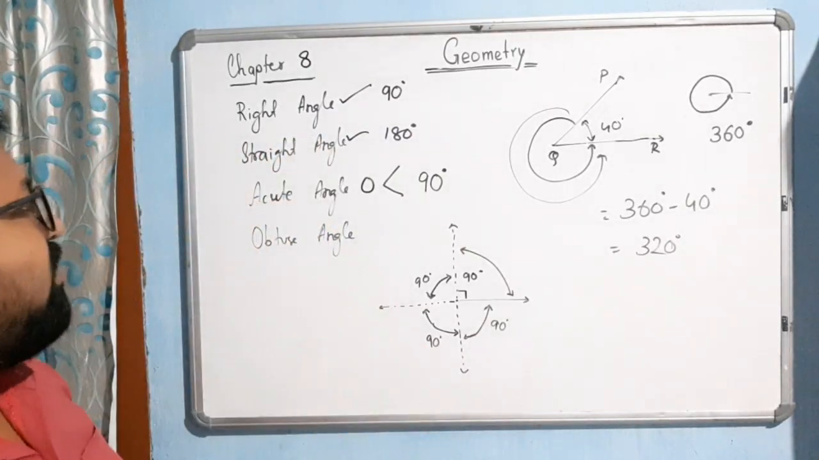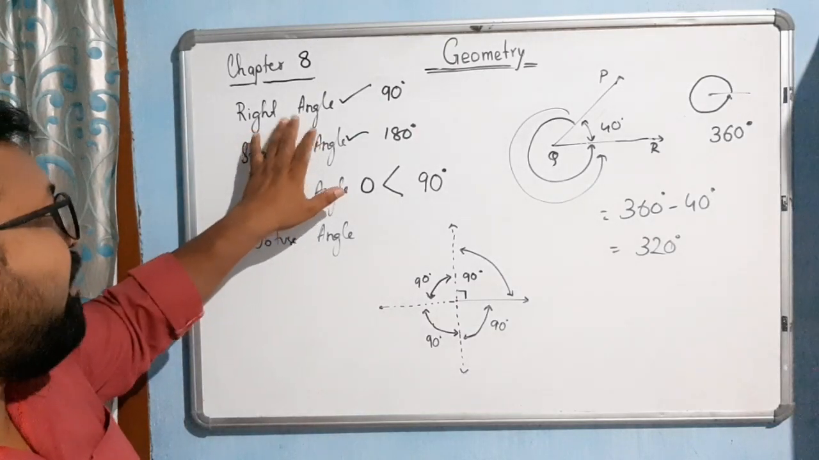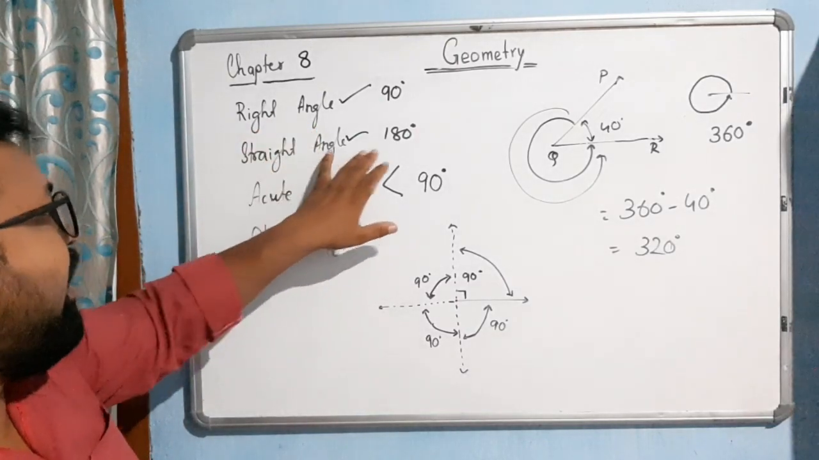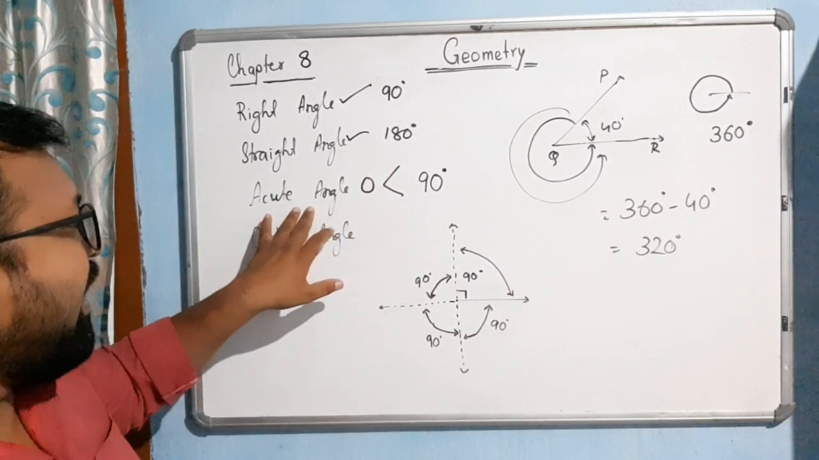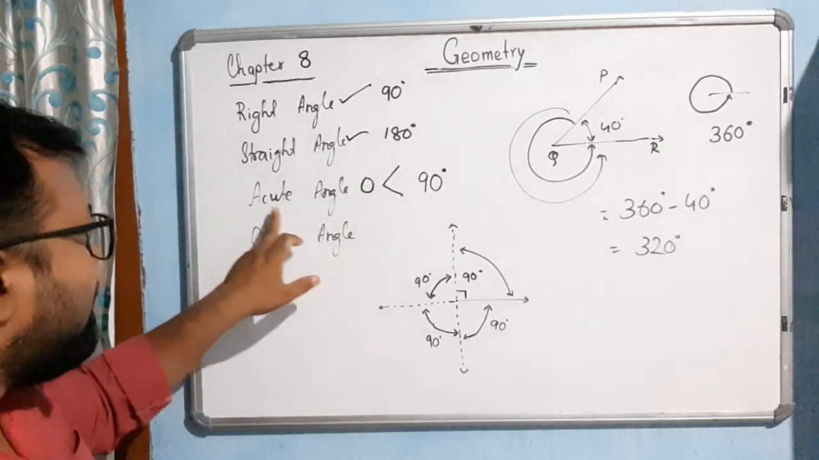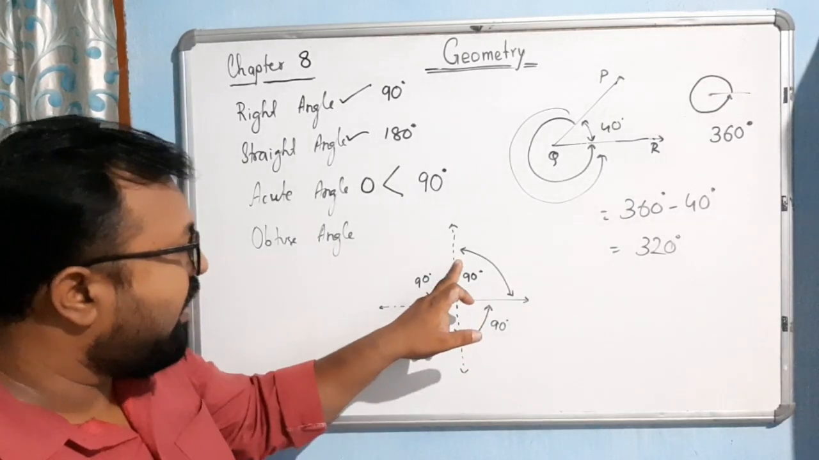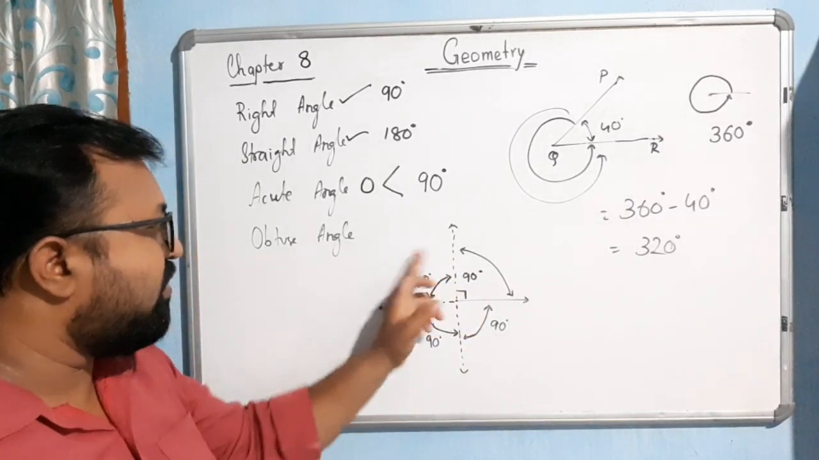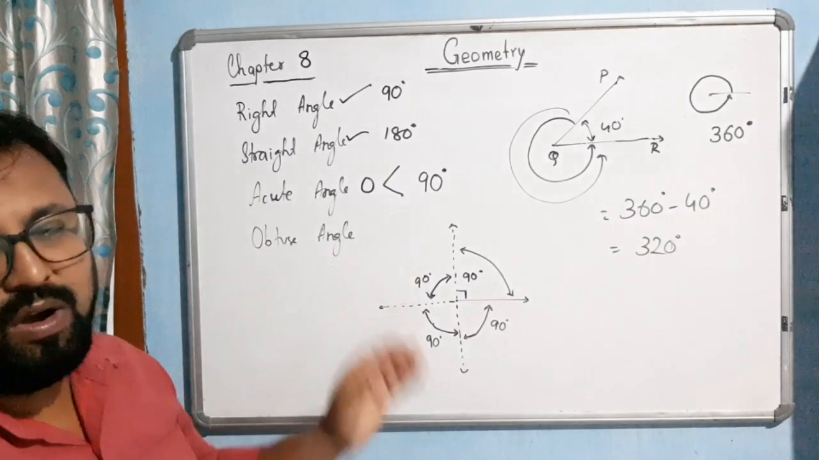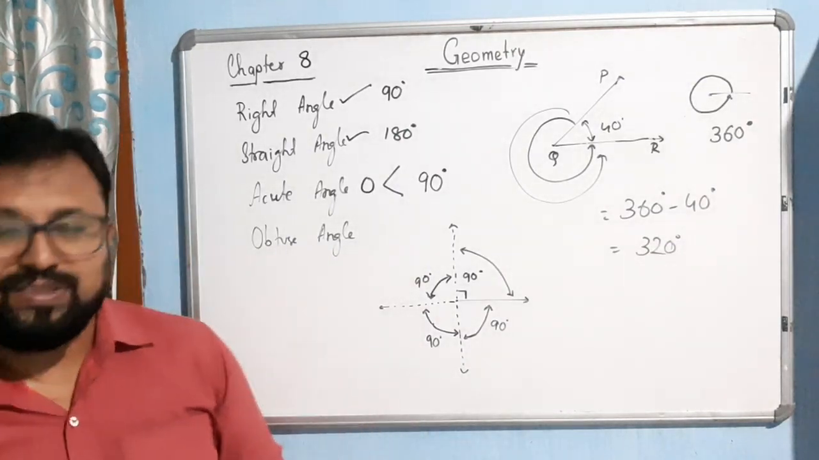Okay. So 90 degrees means right angle, 180 degrees means straight angle. The angle between 0 and 90 degrees is known as what? Acute angle. And the angle which falls between 90 degrees and 180 degrees, between these two, is known as what? Obtuse angle. So I hope you have understood this one. Thank you.